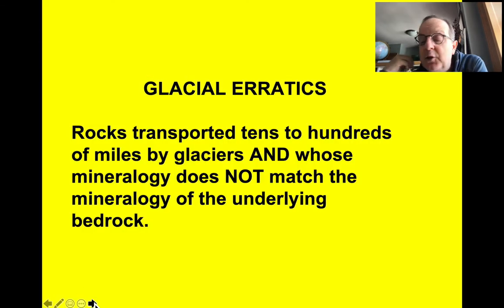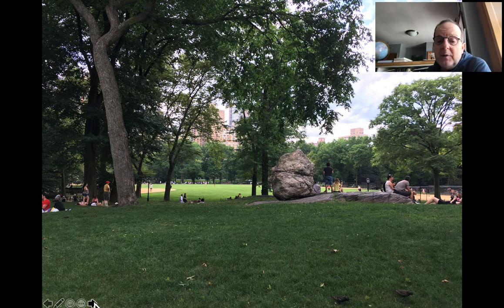The last part of glacial deposition are glacial erratics. These are rocks transported tens to hundreds of miles by glaciers and whose mineralogy doesn't match exactly the mineralogy of the underlying bedrock. So if we go to Central Park, we see this. Here we have Manhattan schist. This rock was left behind by a glacier 11,500 years ago. It doesn't match the bedrock below it. This is a glacial erratic.